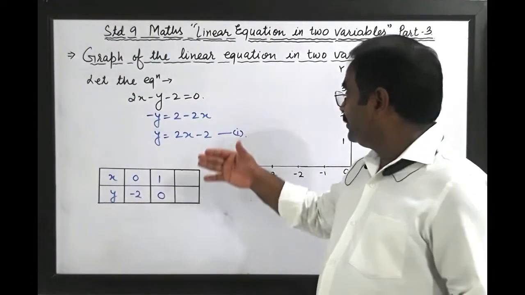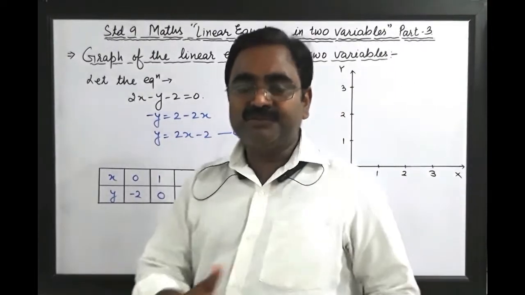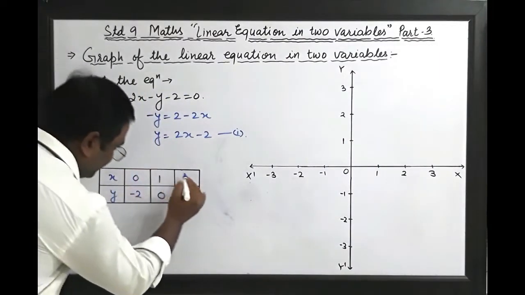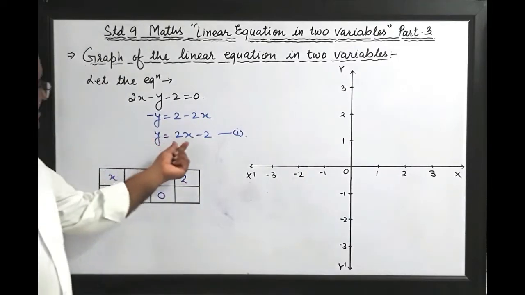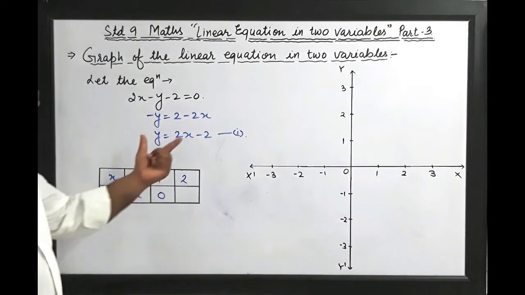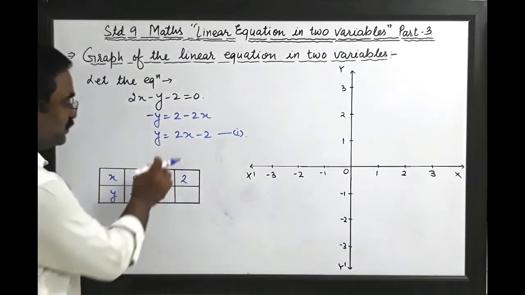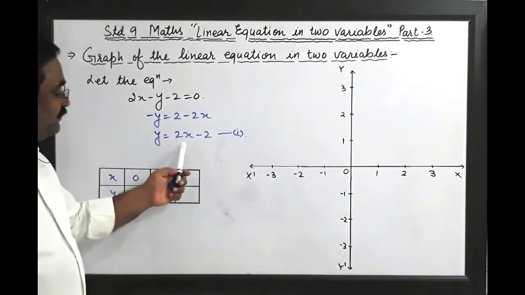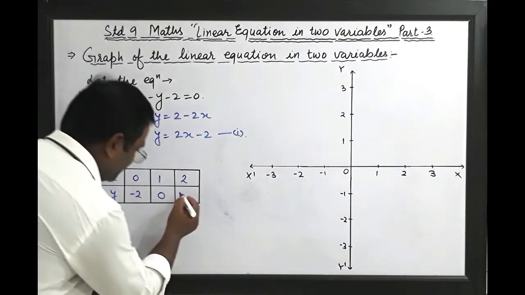Now we are going to find the third solution of this equation. Let us suppose that x is equal to 2. We substitute the value of x as 2 in the equation. So 2 into 2 is 4, and 4 minus 2 is equal to 2. It means the value of y also will be 2.